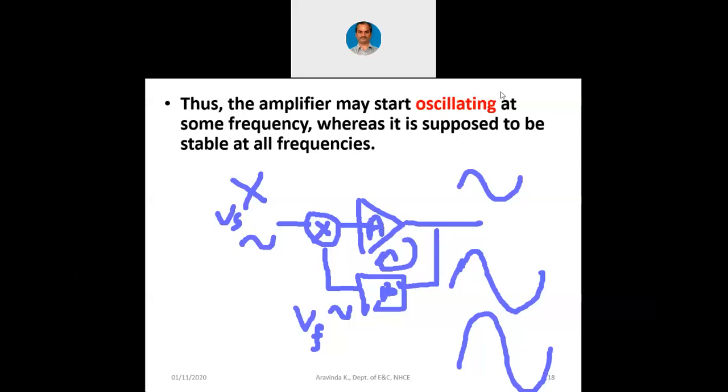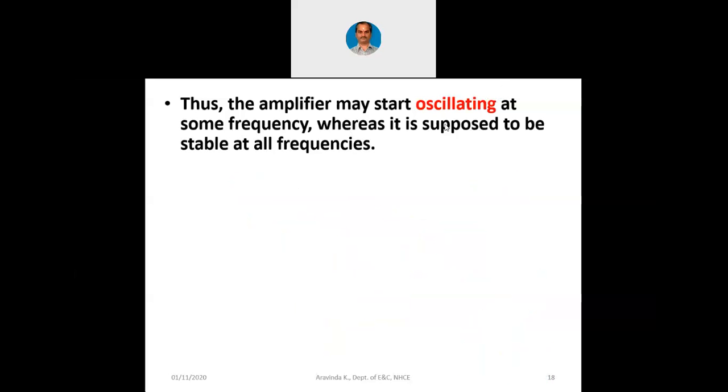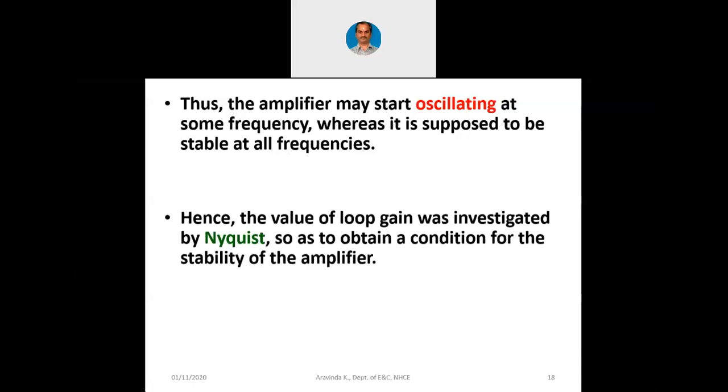Now in our regular case, this is not supposed to happen. That means the amplifier is not supposed to oscillate at any frequency. But it will happen now because of the non-ideal phase response. So now, what is the next measure for us?